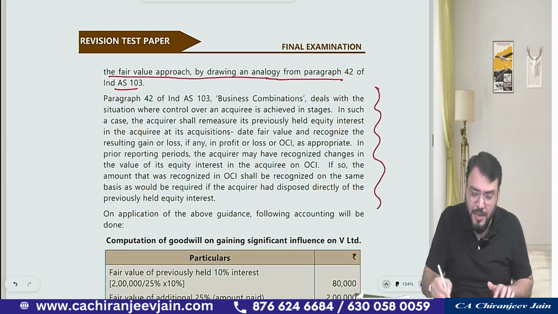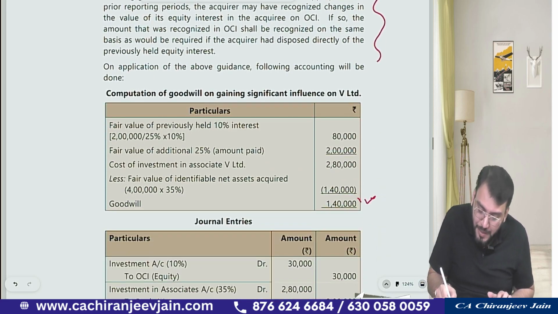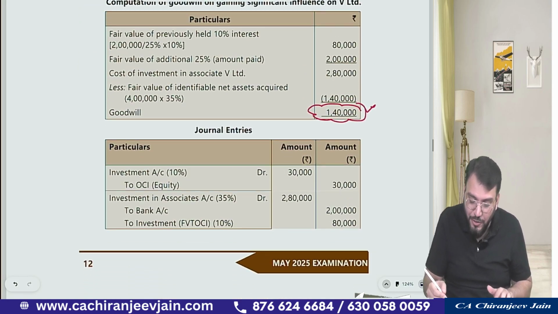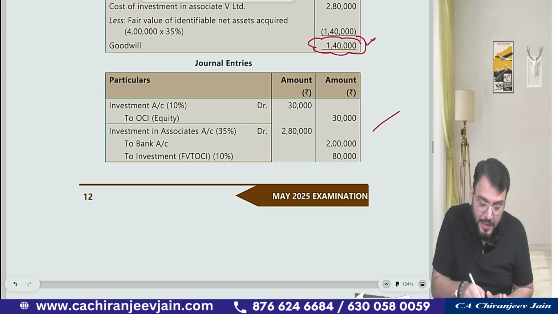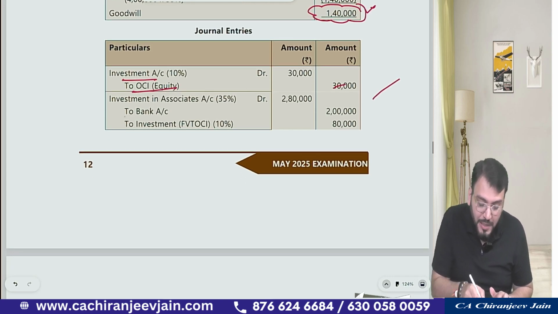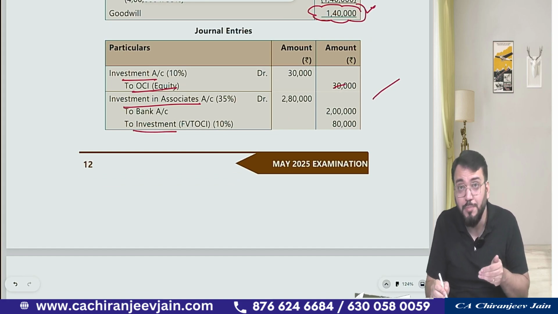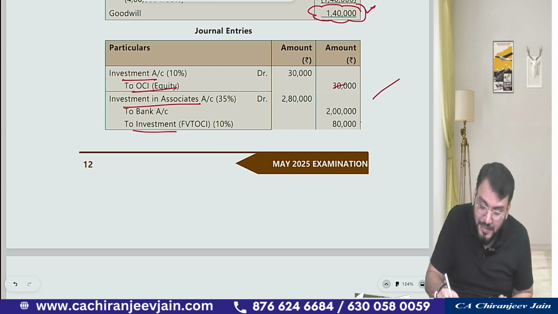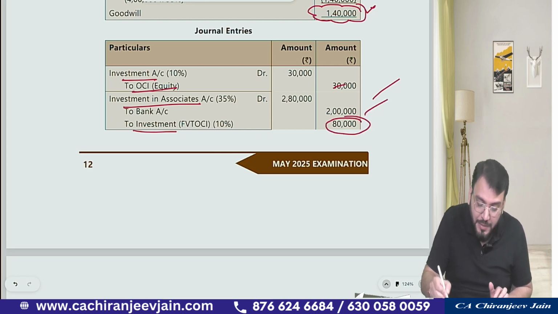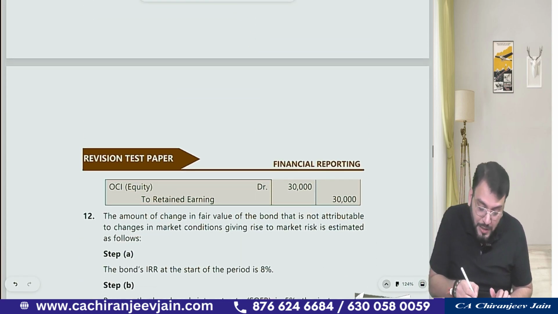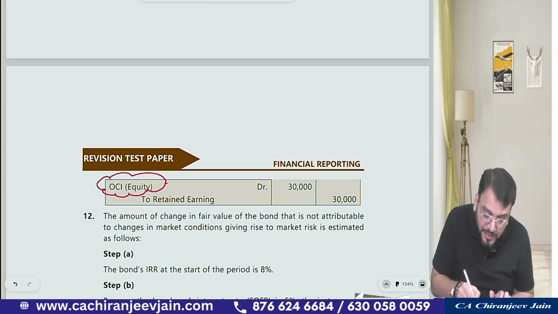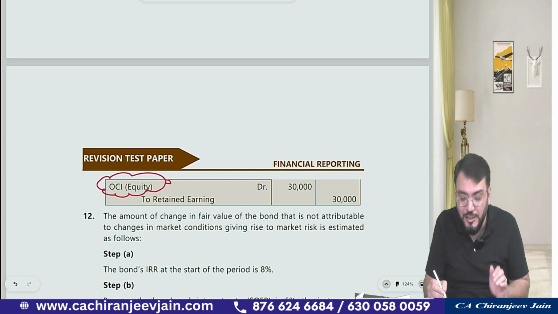Then they have given the explanation of Ind AS 103. Then they have calculated goodwill the same way, and you can see the same journal entry they have done. Investment in associate account debit to OCI, applying equity method, and the investment which was previously held equity interest is now remeasured at 80,000, that will be de-recognized, and the payment is done, 2 lakh. Then whatever has been transferred to FVOCI reserve, that will be closed by transfer to retained earnings.